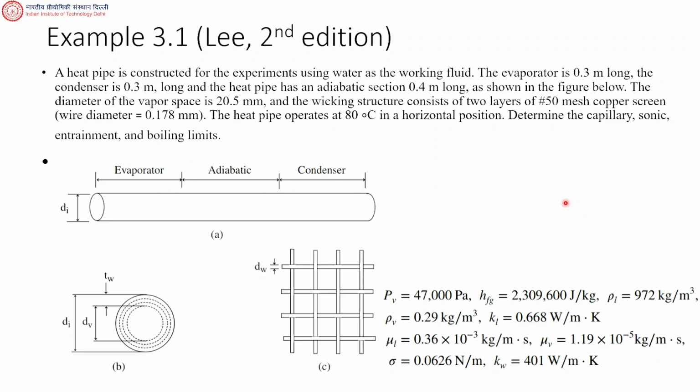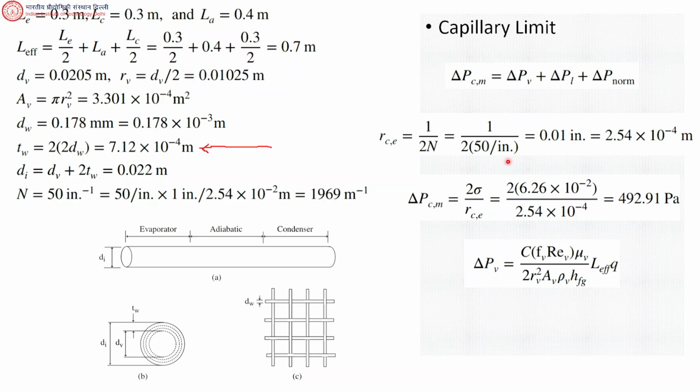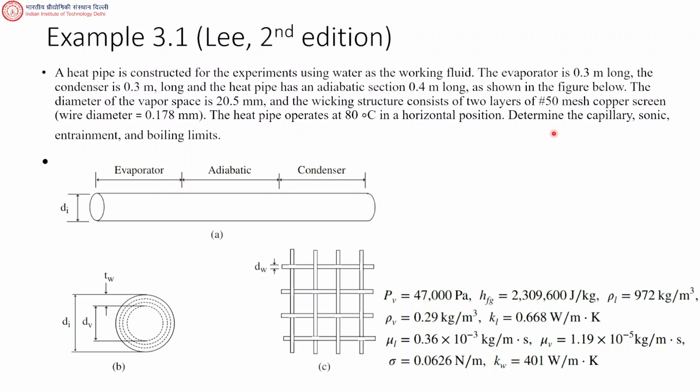In which we have some information given, for example, the evaporator length, the condenser length, the adiabatic section length, and all that. And this also has a wicking structure which has got 2 layers of number 50 mesh. The mesh is made of copper. So these details we had seen in the last class, and the objective of this problem was to get the capillary, sonic, entrainment and boiling limits.